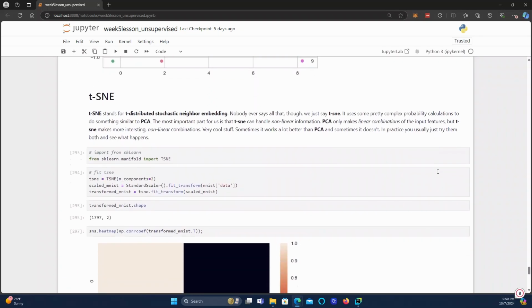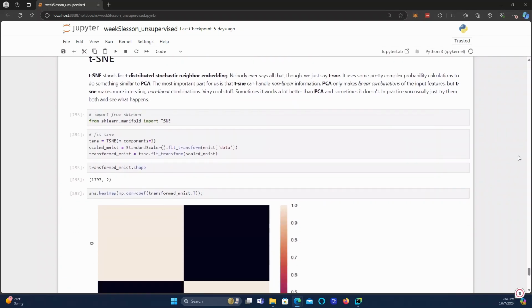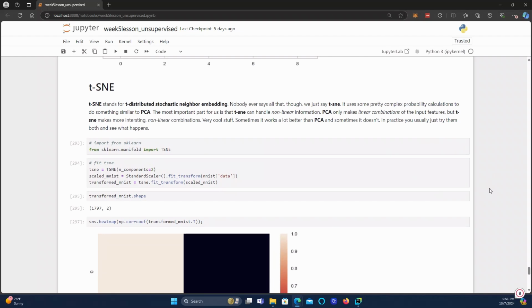Last thing we're going to talk about here is called t-SNE. This is another dimensionality reduction algorithm. Now, t-SNE stands for t-Distributed Stochastic Neighbor Embedding. I have never heard anybody say all of that out loud. We just call it t-SNE. Now, it uses some pretty cool probabilistic calculations to do something similar to PCA, but the important part, at least for us, is that t-SNE can handle nonlinear transformations, nonlinear information.